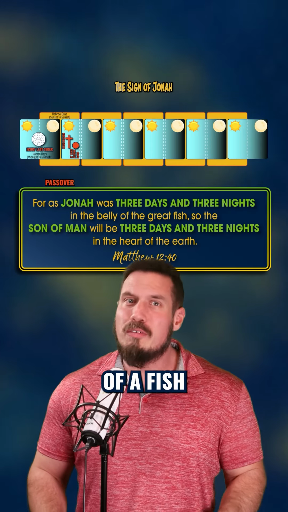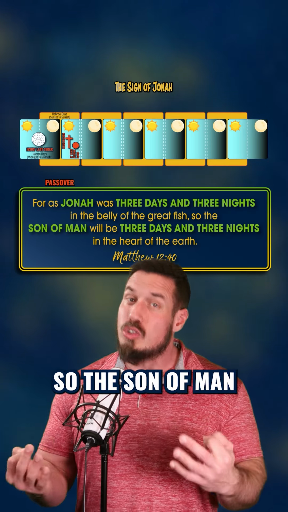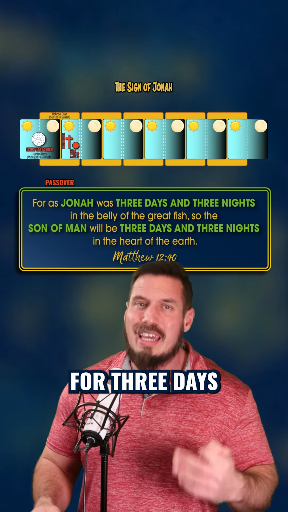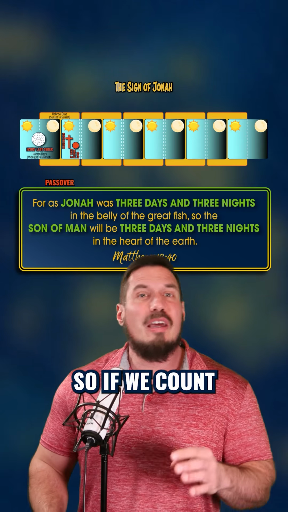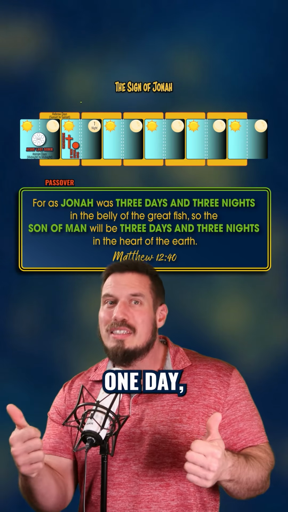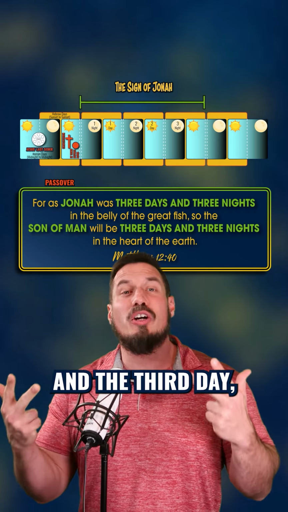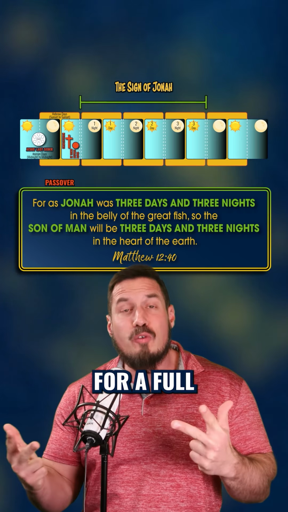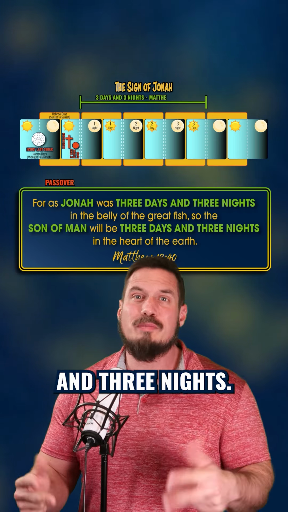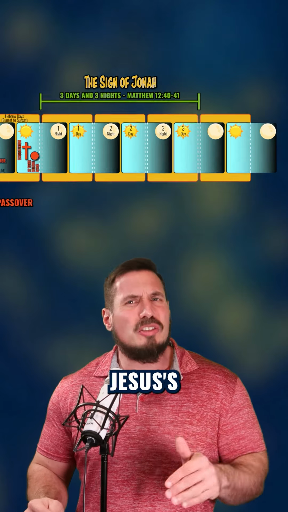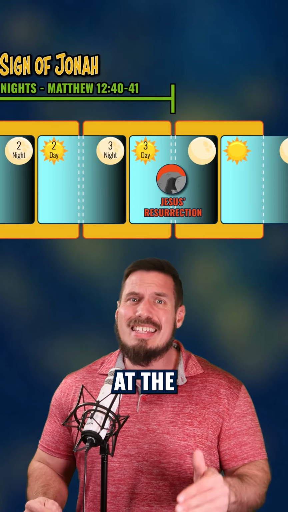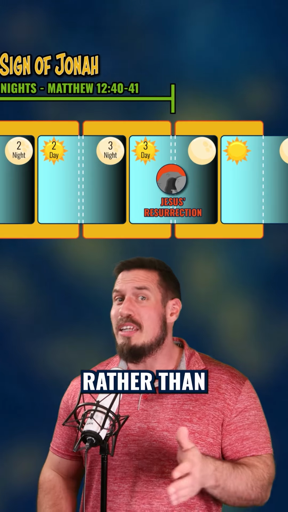Now we have to account for the sign of Jonah. Just as Jonah was in the belly of a fish for 3 days and 3 nights, so the Son of Man in the heart of the earth for 3 days and 3 nights. So if we count 1 night, 1 day, 2 nights, 2 days, 3 nights, and the 3rd day, this accounts for a full 3 days and 3 nights. Interestingly, this places Jesus' resurrection at sunset at the end of the Hebrew day rather than in the morning.